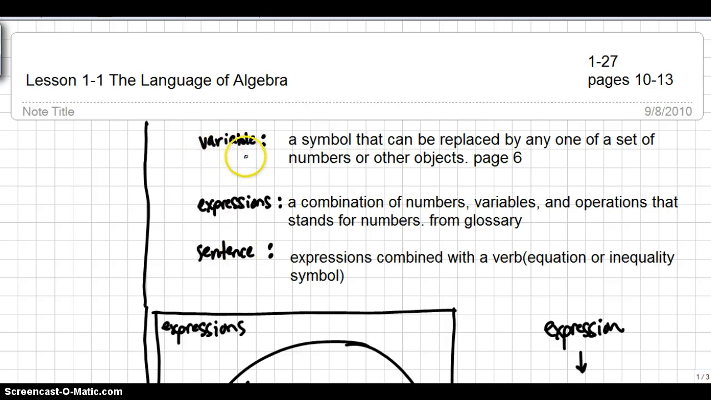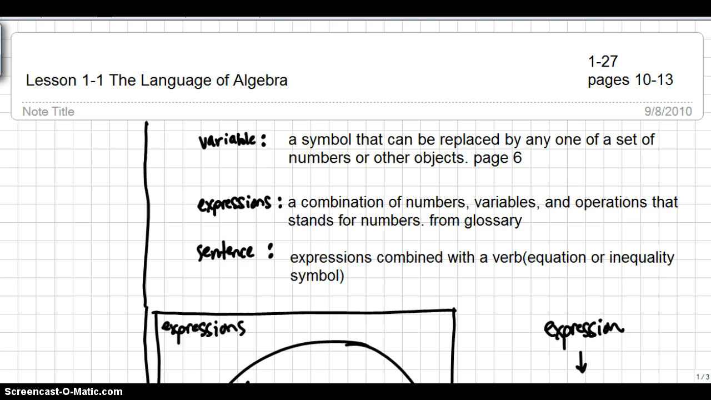Variable tends to be a topic that most kids are pretty comfortable with. A variable is simply a symbol that you can use to replace any number or other objects. So I'm not going to focus very much on that word. Let's go on to expressions. An expression can be a number, a variable, or a combination of the two.